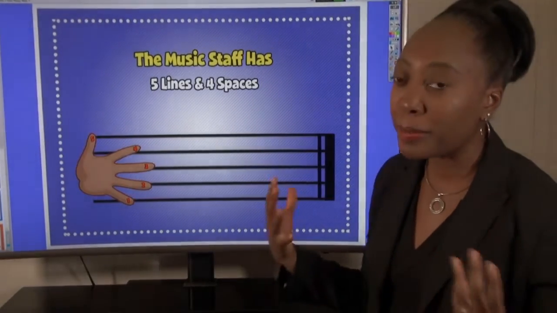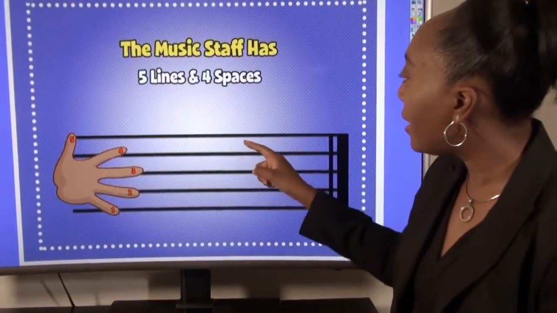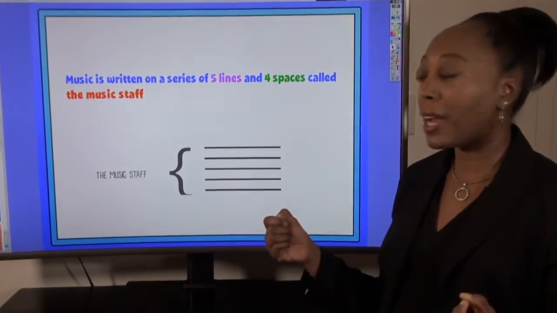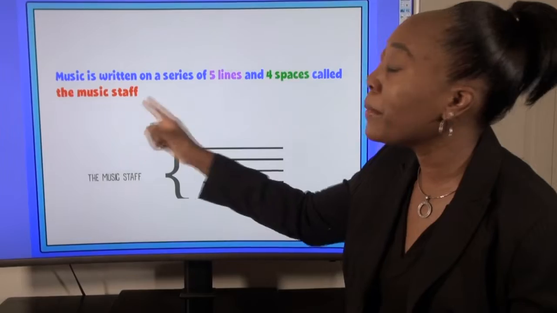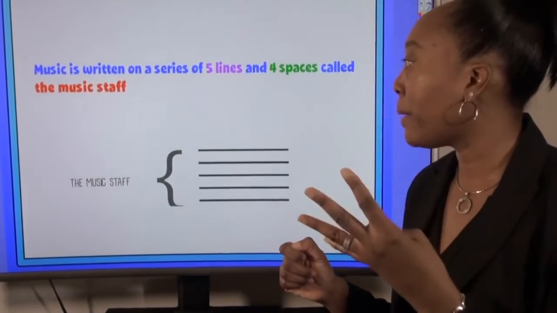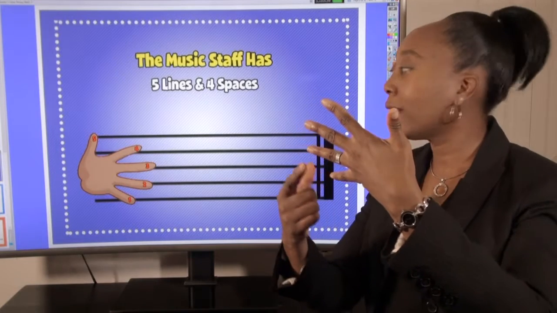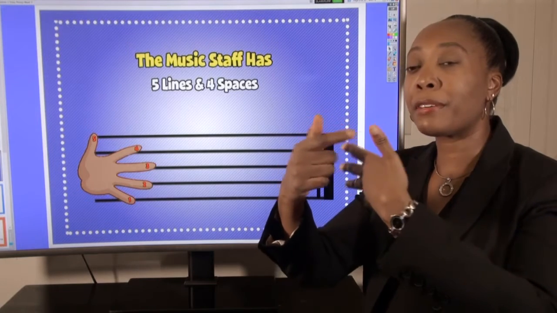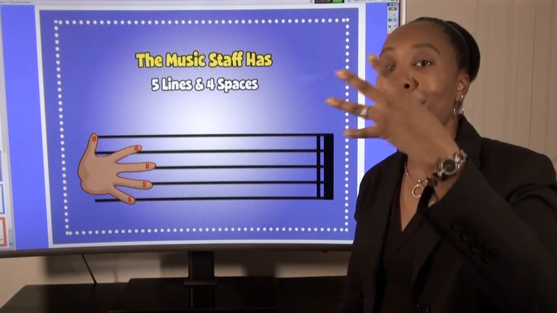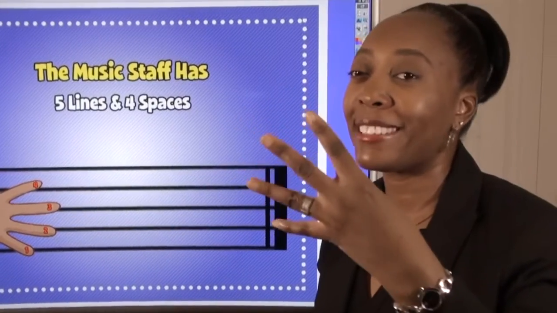Let's look at it a little bit closer. When we look at the music staff, we have lines and then they have some spaces in between them. The best way to remember that is that music is written on 5 lines and 4 spaces. You want to count with your hands. So we have 1, 2, 3, 4, 5. You have your hand there to always remember 5 lines and 4 spaces. And I like to sing 5 lines, 4 spaces.